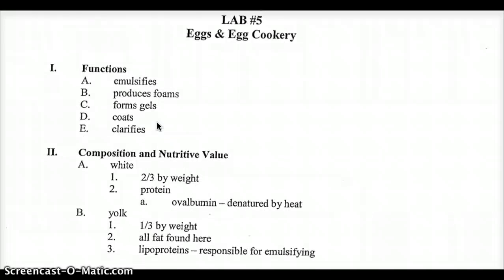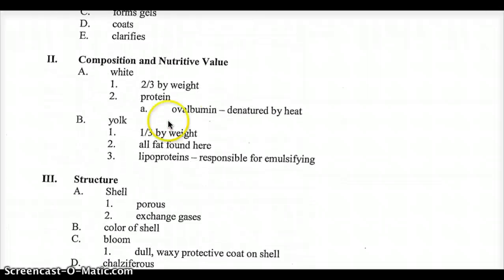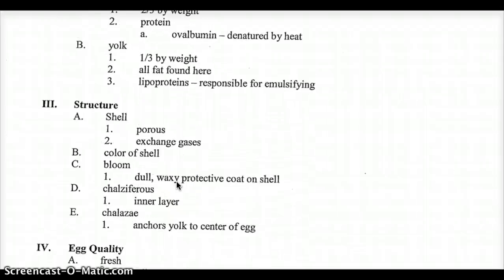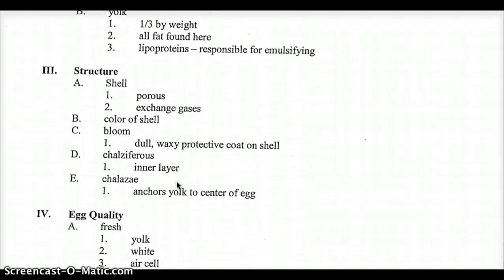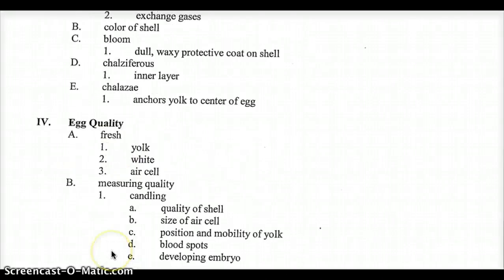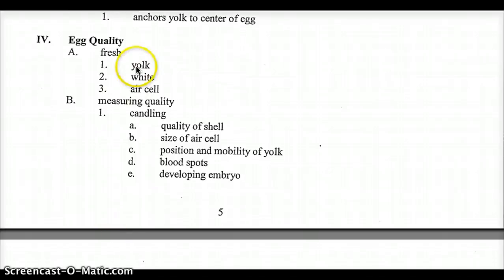Composition and nutritive value: white, 2/3 by weight, protein, ovalbumin, denatured by heat. Look up the stuff like ovalbumin and lipoproteins. Structure: shell, porous, exchange gases. Color: shell bloom, dull, waxy, protective coat on shell. Shell membrane, thin inner layer. You don't really need to know those. Those aren't that important. Egg quality: fresh, yolk, white, air cell, measuring quality, candling, quality, shell. You just have a basic idea.